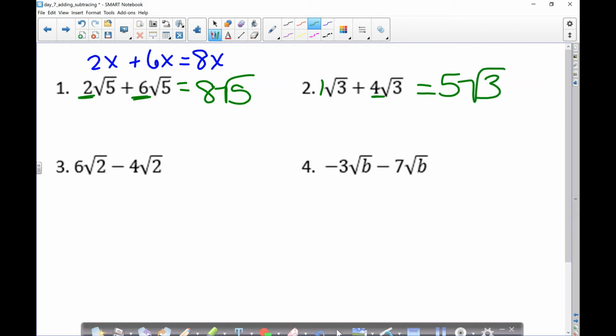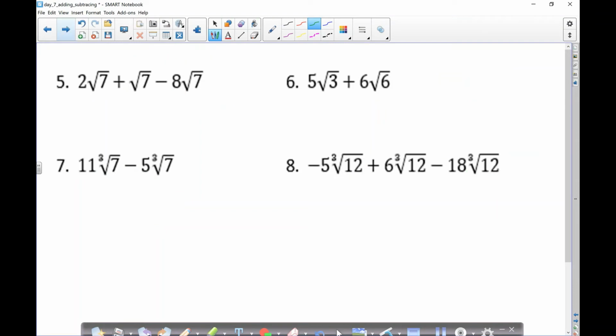Number 3, again, I'm looking, they're exactly the same. They're both the square root of 2, so I can subtract my coefficients, and I'm just carrying the square root along. And then number 4, they're both the square root of b, so I'm actually able to subtract them. So negative 3 minus 7 gives me negative 10 square root of b. So just like when you're simplifying algebraic expressions, if they're the same, we just add or subtract coefficients.